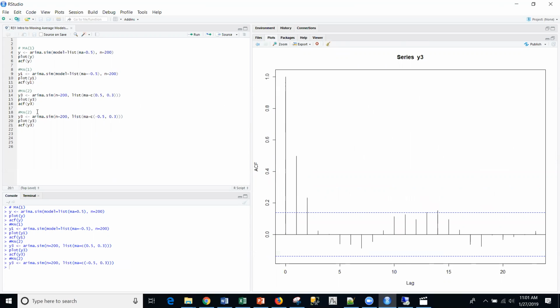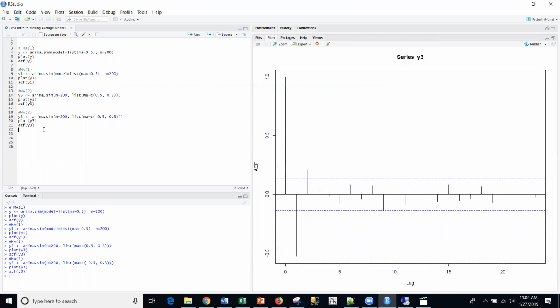And then lastly, if I have theta 1 negative 0.5, and this time theta 2 positive 0.3, I should see, sure enough, a negative correlation one period back and a positive correlation two periods back.